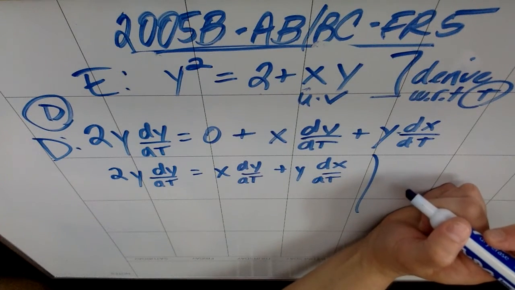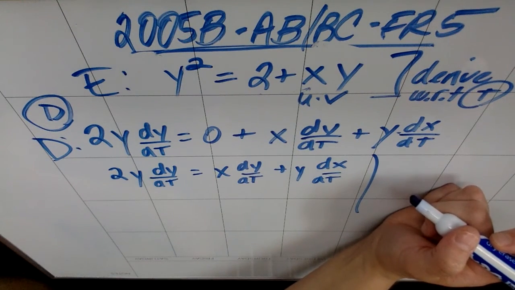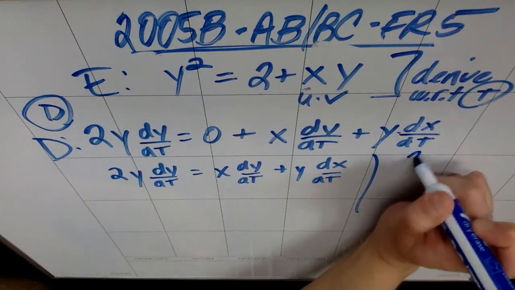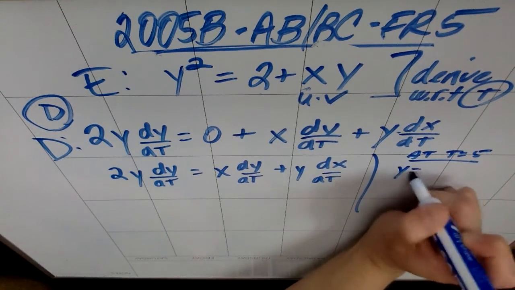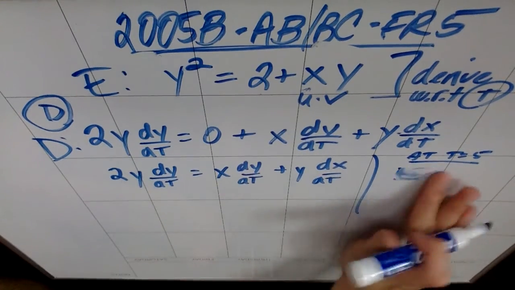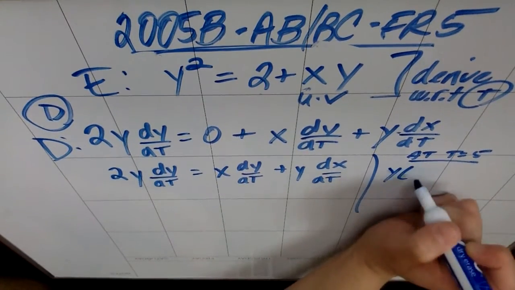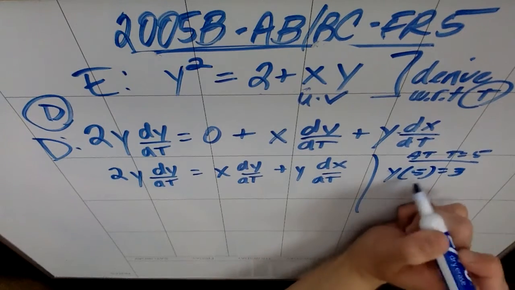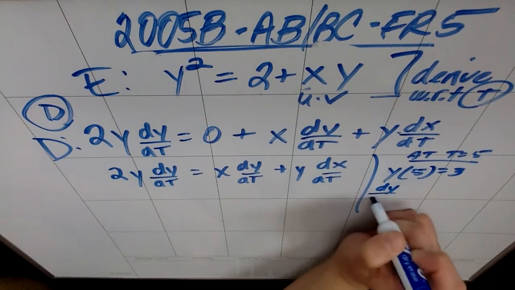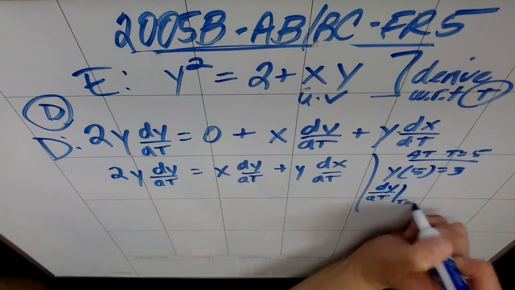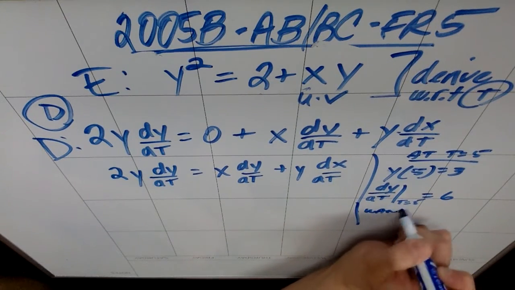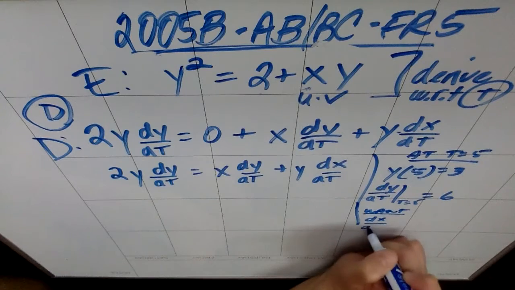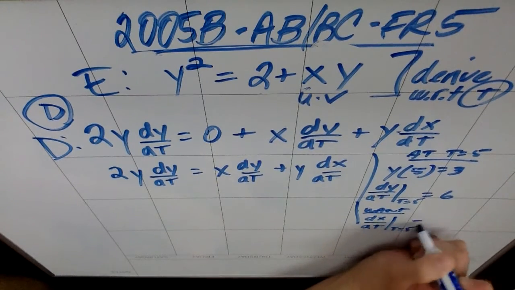We know specifically that we're talking about when t is 5. We know that y equals 3, and if you want, you can be super specific and say that y of 5 equals 3. We know that dy/dt evaluated at t equals 5 is 6. And we want dx/dt, we want dx/dt evaluated at t equals 5. Great, that's the question mark.